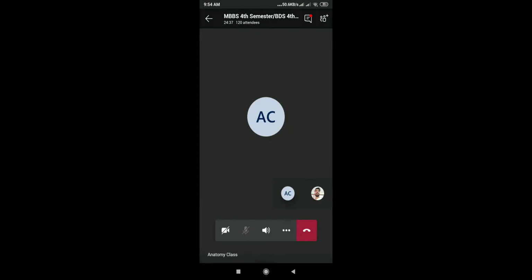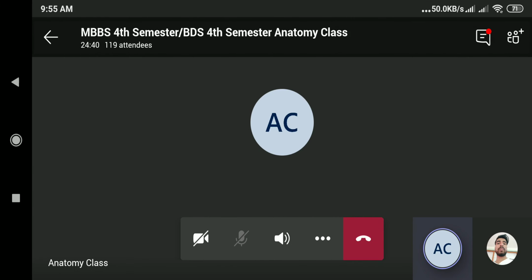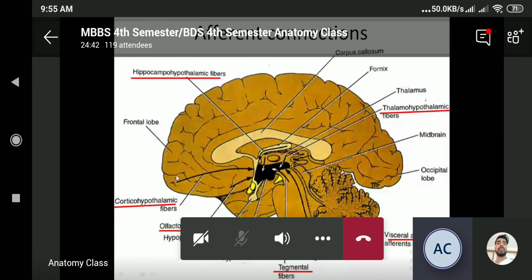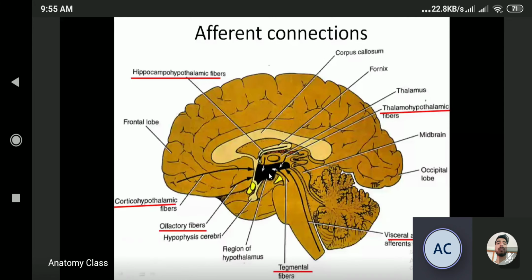From the frontal lobe of the cerebrum up to the hypothalamus, corticohypothalamic fibers form afferent fibers. Then there are hippocampo-hypothalamic fibers. The name itself is suggestive: from the hippocampus to the hypothalamus via the fornix. Through this fornix, the hippocampus is connected with the hypothalamus. The next afferent is the thalamo-hypothalamic fibers. From the thalamic nuclei, afferents are sent to the hypothalamus, forming thalamo-hypothalamic fibers.